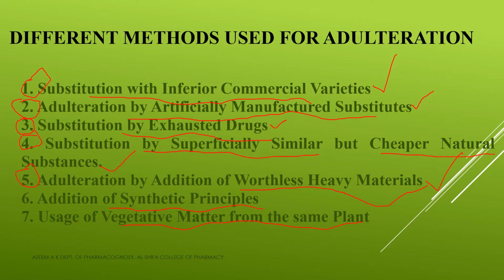Now the sixth one is adulteration or addition of synthetic principle. So here we are studying about natural products, and if for natural products some synthetic substances are added, then that type of adulteration is coming under this class, that is addition of synthetic principle. And now the seventh one is usage of vegetative matter from the same plant. So instead of a particular part of a plant, if you are adding some other vegetative part of the same plant, then that type of adulteration is coming under this category, that is usage of vegetative matter from the same plant. So these are the 7 different methods used for adulteration.